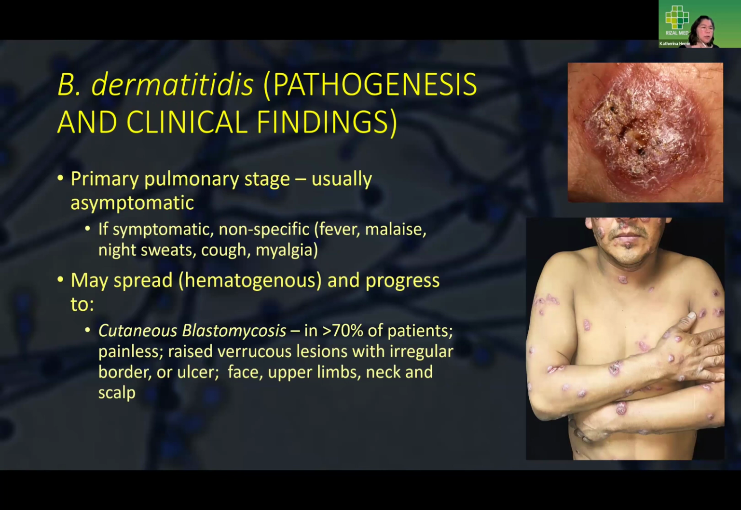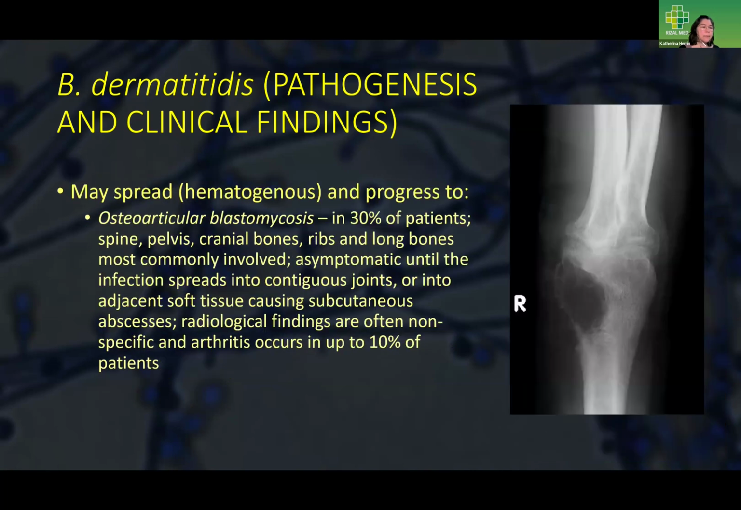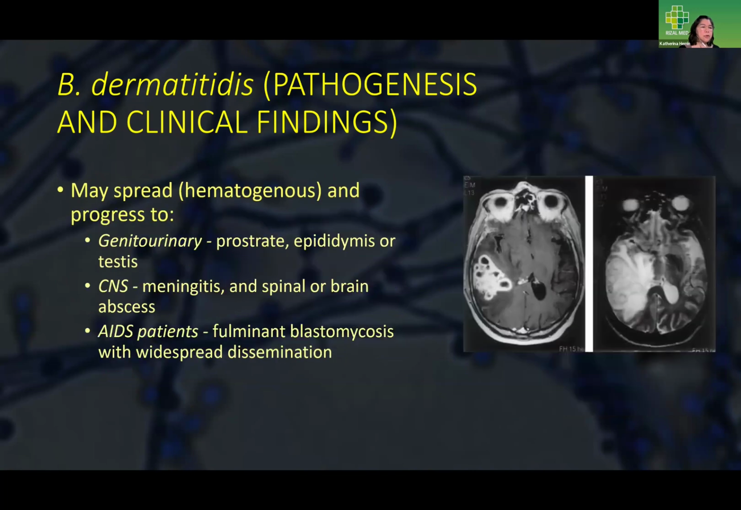When dissemination occurs, skin lesions on exposed surfaces are most common, seen as raised ulcerated verrucous granulomas with advancing border and central scarring, which can evolve to ulcers. Blastomycosis can involve the bone, genitourinary tract, and CNS.